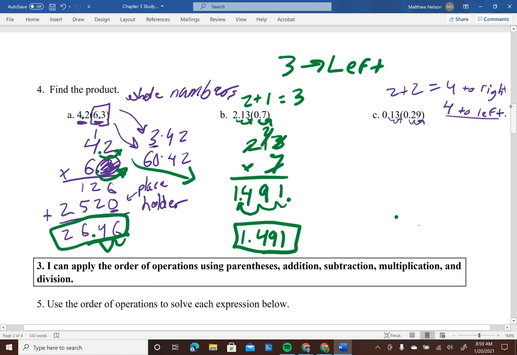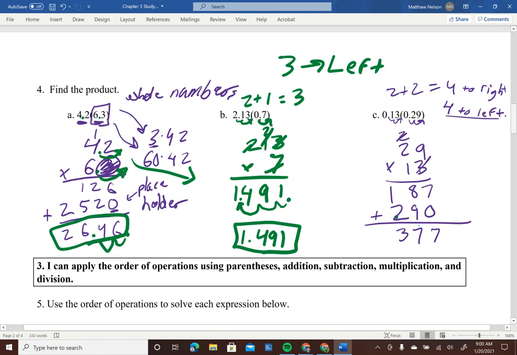All right, so here we go. We got 13 times 29. So we have 3 times 9 gives us 27. Carry the 2. 3 times 2 is 6, plus the 2 is 8. So now we're done with the 3. Put my 0 down here for my placeholder. Now moving on to 10. 10 times 29. 1 times 9 is 9. 1 times 2 is 2. So now my problem reads as 87 plus 290. 7 plus 0 is 7. 8 plus 9 is 17. Carry my 1. 1 plus 2 equals 3. So my final answer for this part would be 377.